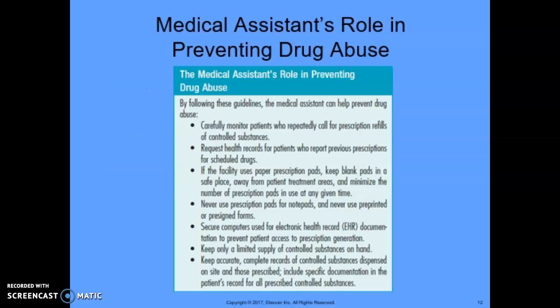What is your role as a medical assistant in preventing drug abuse? I want you to think about this and sit with us a little bit through this chapter, and then we will talk about that on Monday in class. Okay, so I want you to take some notes and think about it so you're prepared for that question.